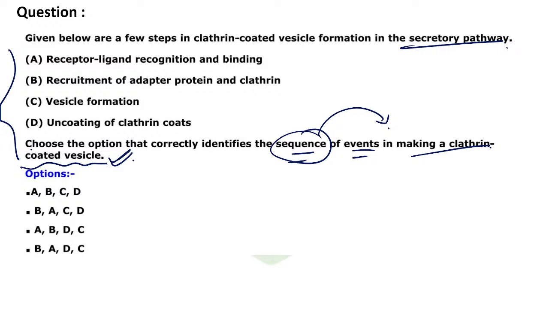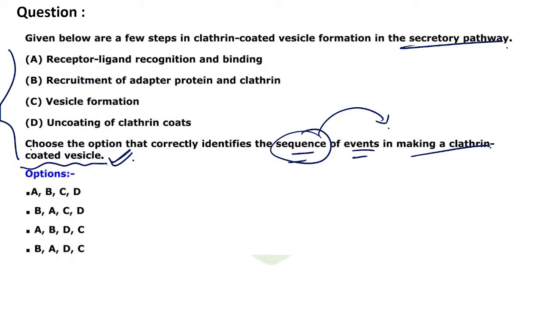The steps are: receptor ligand recognition and binding, recruitment of the adapter protein and Clathrin, vesicle formation, and uncoating of the Clathrin coats. Four options in front of you. Mark the answer, everyone, quickly. First is ABCD, then you have BACD, then you have ABDC, and then you have BADC. Choose the option that correctly identifies the sequence of events in making up a Clathrin-coated vesicle.